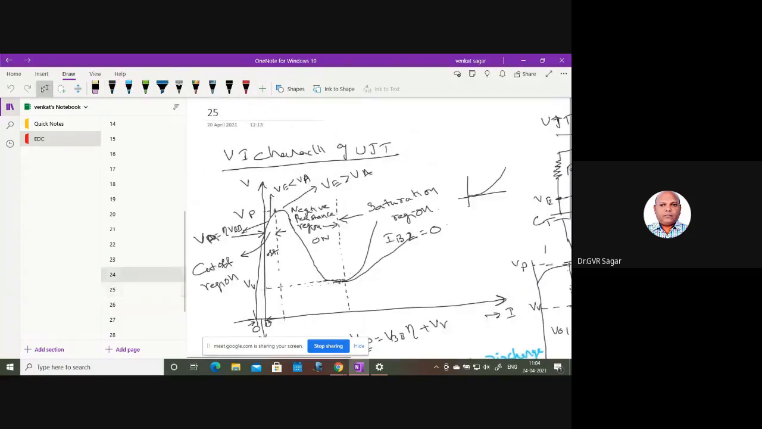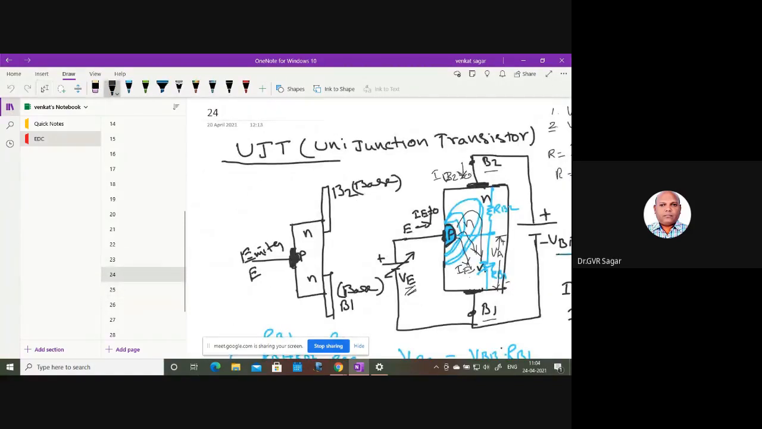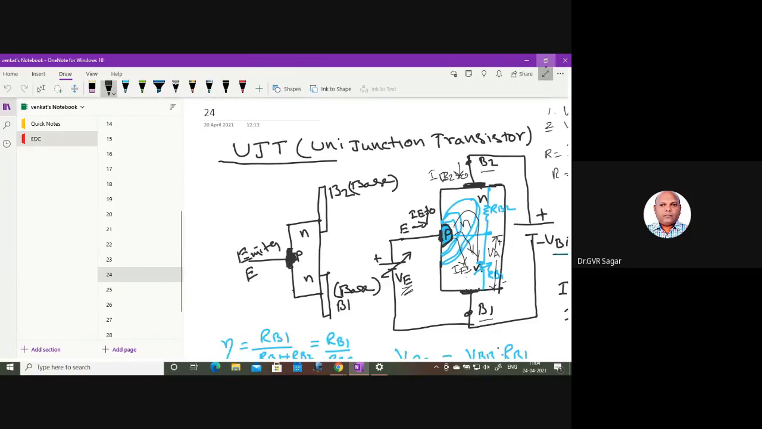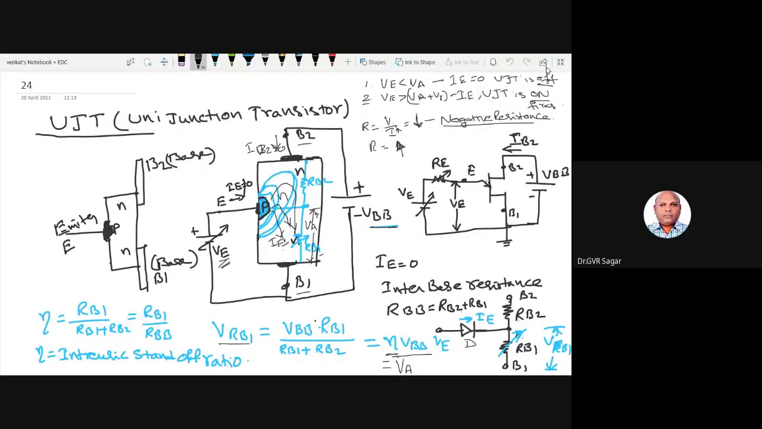This is about UJT. So once again, I will just recap the things here. UJT is a 3-terminal, one-junction device. This can be constructed by using an N-bar. On this N-bar, on the left side or right side, a P material is sandwiched or placed, so that 3 terminals can be taken out: base 1, base 2, and the emitter terminal. The emitter terminal is taken at the P region, right? And to make this operate, a fixed voltage of VBB is applied between base 1 and base 2, right?